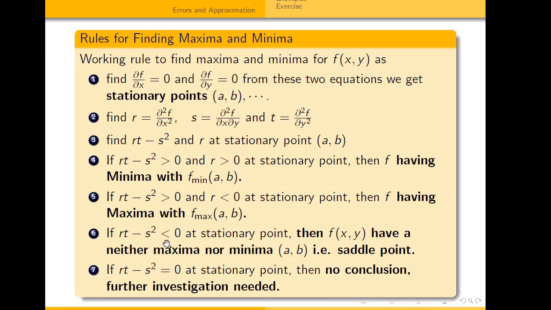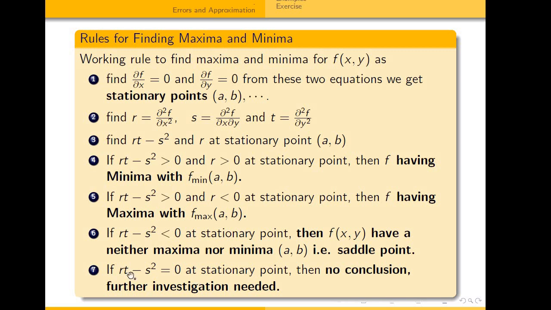If rt minus s square is less than 0, then at the stationary point the function has neither maxima nor minima, and this point is called a saddle point. Saddle point means at that point we cannot decide whether it is maxima or minima. If rt minus s square is equal to 0, then we need some extra investigation. That means we write here: no conclusion.